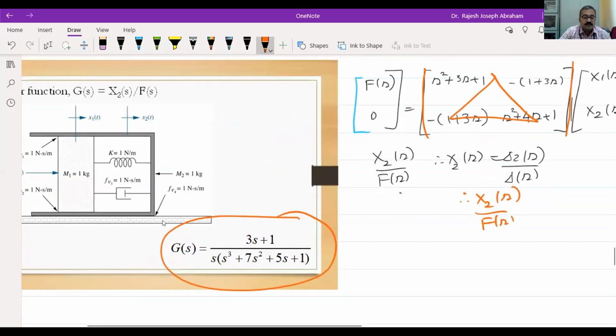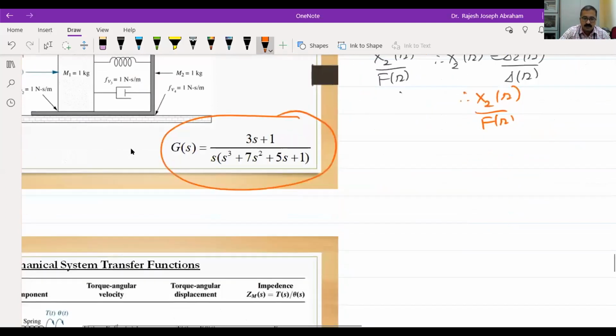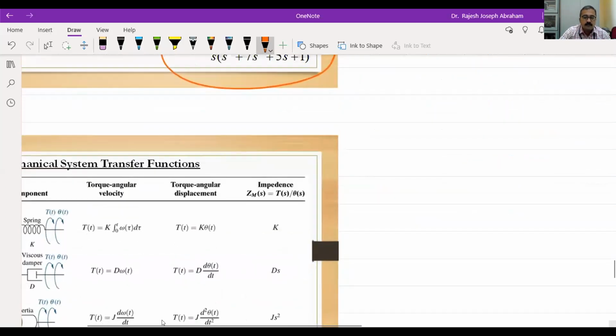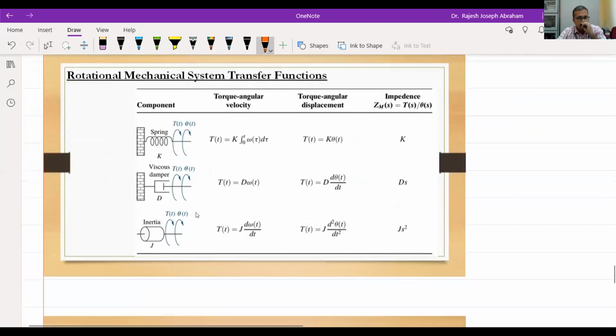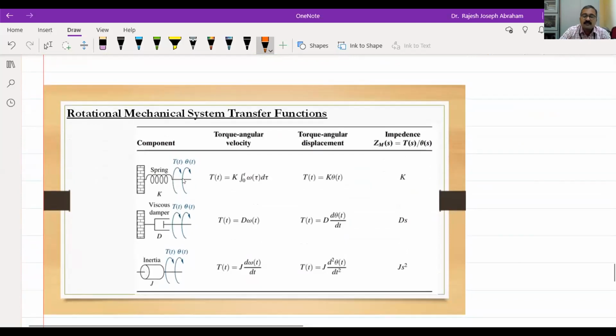Now, what we did so far was translational systems, mechanical translational systems. That means the objects moved in a straight line, right? But there can be angular movement as well, in which case we get rotational systems. There is not much big difference except for slight changes. Spring remains the same, but instead of linear displacement x of t, we have angular displacement theta. And instead of force, we have what is called a torque.